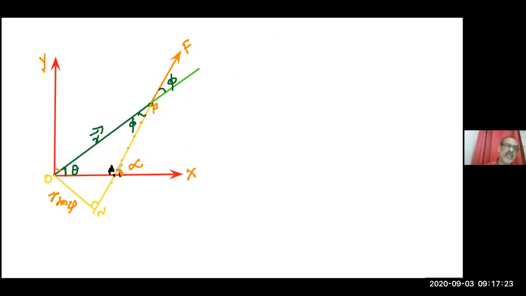Excuse me, sir, what did you write on the line ON? On the line ON, r sine phi. This is phi. Opposite side of phi is r sine phi. Sine phi is equal to ON by r from the diagram. Sine phi is equal to ON by r, isn't it? Opposite side by hypotenuse.